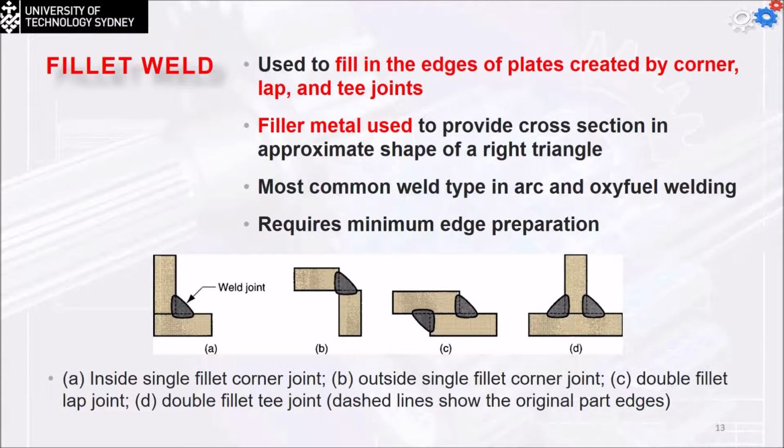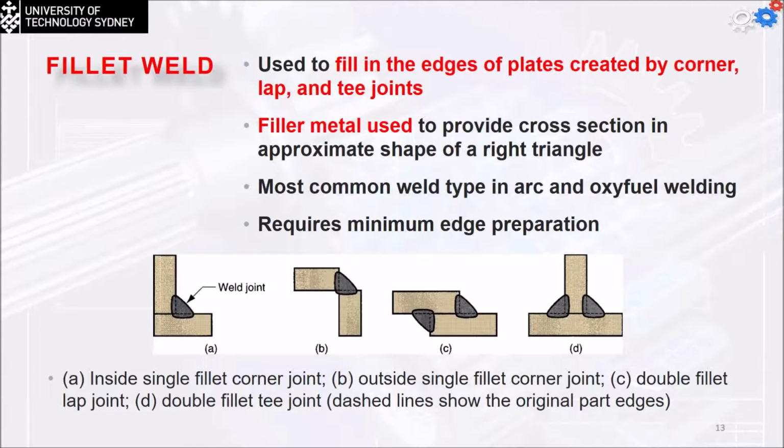Okay, now why do we have the dashed line? Because we added the material. At the same time, we melted the original base material, and we have a pool of liquid, which is going to be solidified, and we're going to end up with the fillet weld.